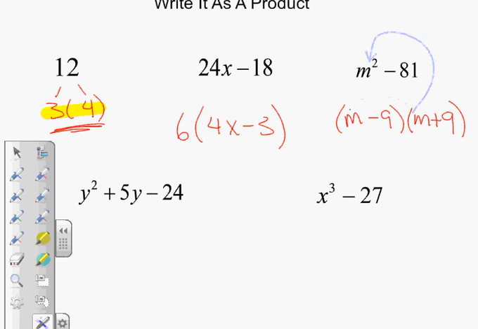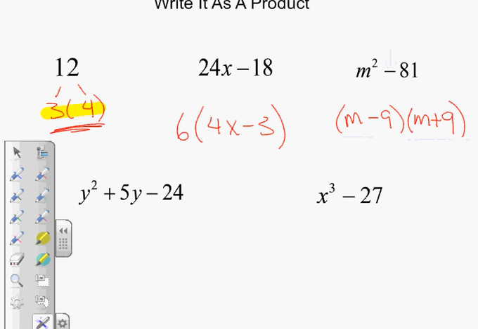I'm going to get m times 9 is 9m, and negative 9 times m is negative 9m. Well, 9m minus 9m is going to cancel. And then I get negative 9 times 9 is negative 81. So again, I was able to write this expression that is a difference as a product. It's a product of two quantities, the quantity of m minus 9 times the quantity m plus 9.